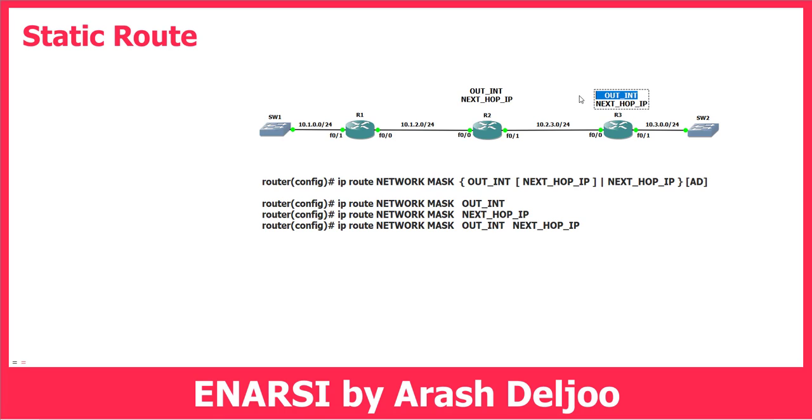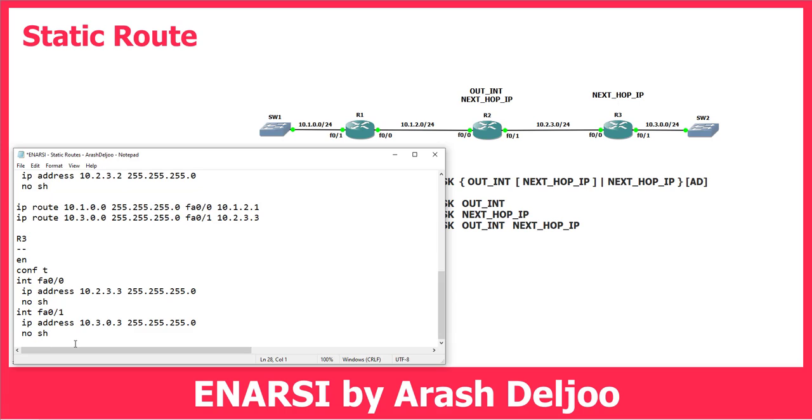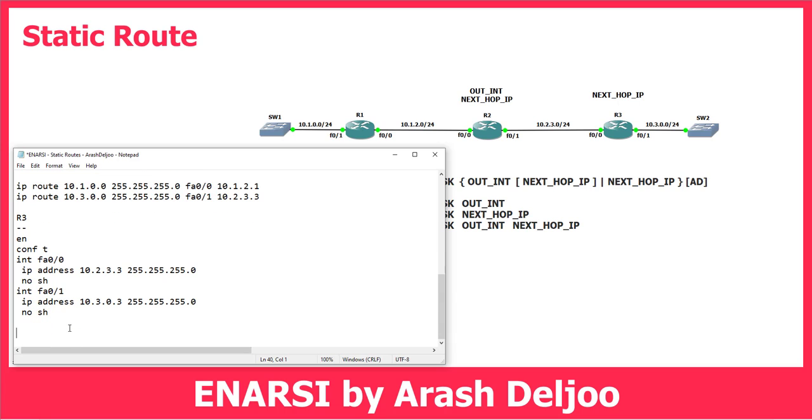Here I'm going to configure router 3 with only the next hop. You know that in router 3 we know about 10.3.0.0/24 and 10.2.3.0/24, but about 10.1.2.0/24 and also 10.1.0.0/24 we should configure the static routes. Let me go to router 3. This is router 3, okay.